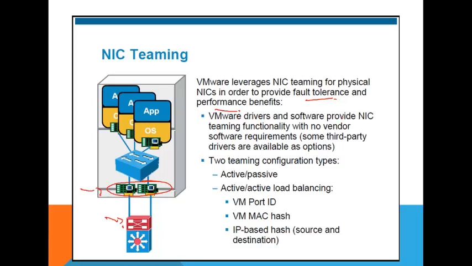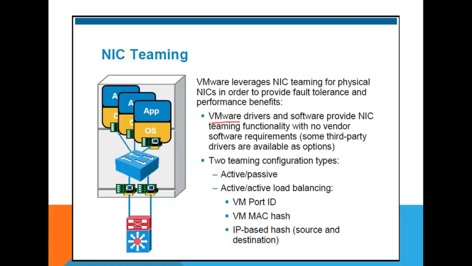The VMware driver and software provide NIC teaming functionality, so NIC teaming can be done with the help of VMware. If you are not doing it there, you can also do it on the Cisco switches using a port channel. If you want to do a port channel on the server side, we call this NIC teaming. VMware software supports it, and we can do it using the GUI, so there is no need for third-party software. There is third-party software available to do NIC teaming, but it's not necessary. It is already there by default on VMware.